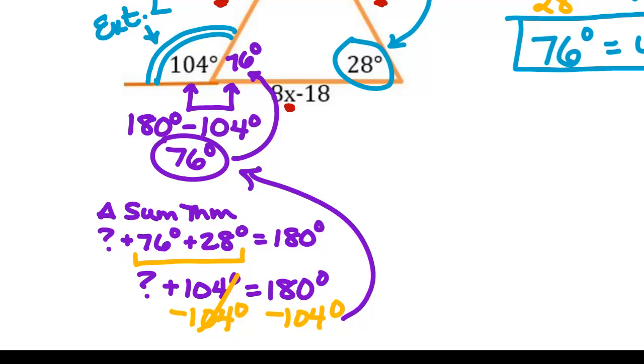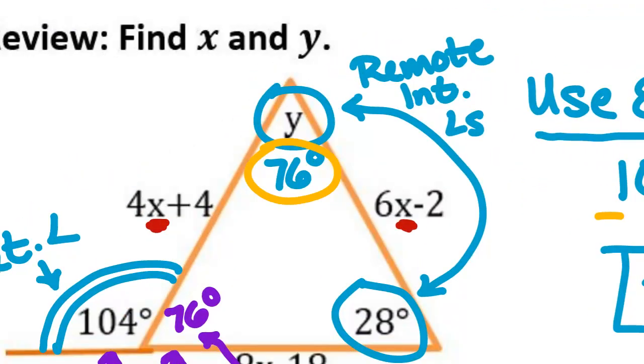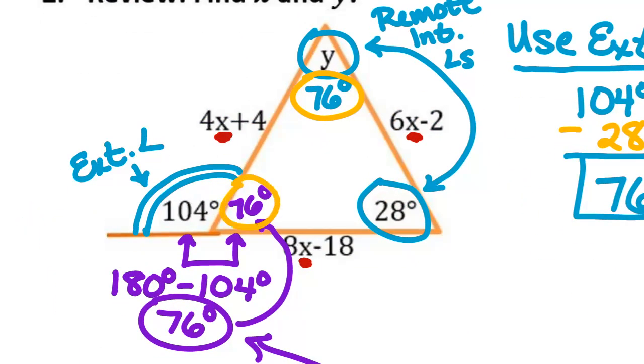Okay, so I know that's 76 degrees. What does that tell me? We have an isosceles triangle. Two of my angles are the same size. That would be this 76 degree angle here and this 76 degree angle here. These angles are the same.